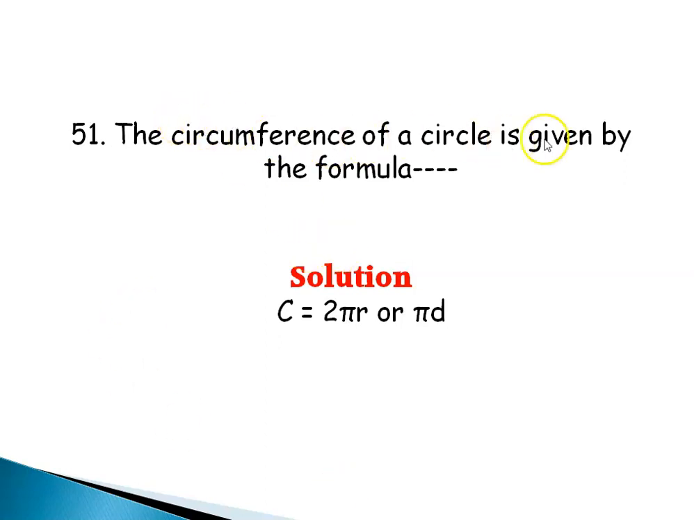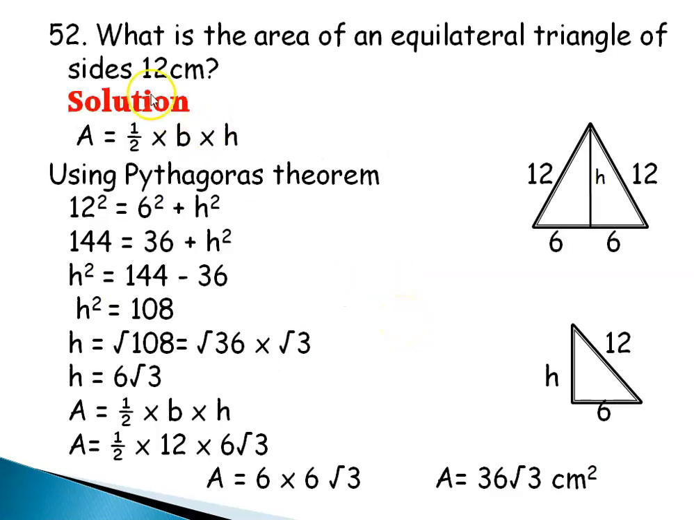Question 51. The circumference of a circle is given by the formula. You can either use 2 pi r or pi d. This is the formula for the circumference of a circle. Question 52. What is the area of an equilateral triangle of side 12 centimeter?